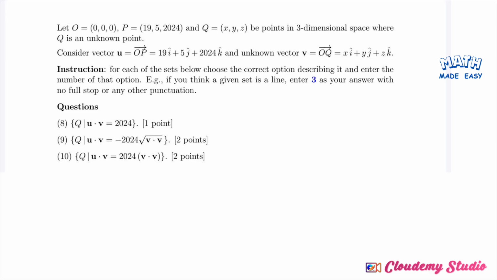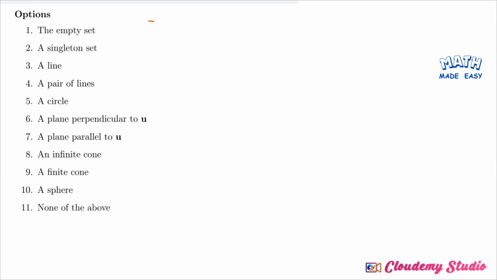Now proceeding further. Let O be the origin (0, 0, 0), and P a point with these coordinates. Let Q be an unknown point in three-dimensional space. Consider the vector u as OP, given by this, and the unknown vector v as OQ. For each of the sets below, choose the correct option describing it. These are the options given to us, and we have to choose out of them.